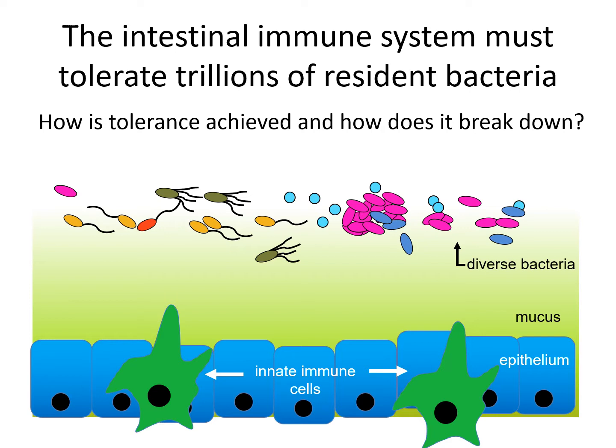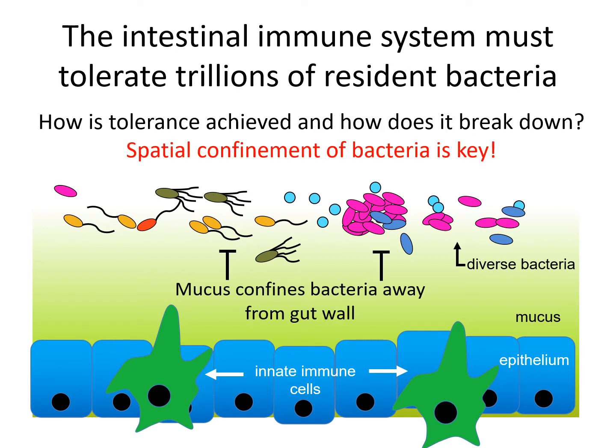So I became interested recently in this problem of how tolerance is achieved, specifically in the gut, how it's regulated, and how it breaks down during diseases like inflammatory bowel disease. One process that we know is important for maintaining tolerance is the simple act of spatially confining bacteria away from this epithelial boundary, for example, by these protective mucus layers. This effectively dampens down the pro-inflammatory signals coming off these bacteria.